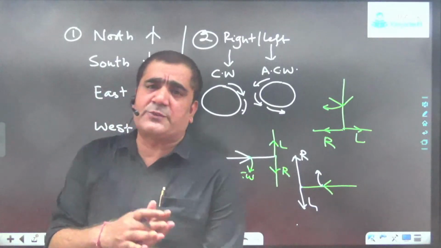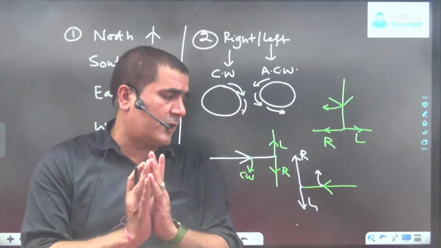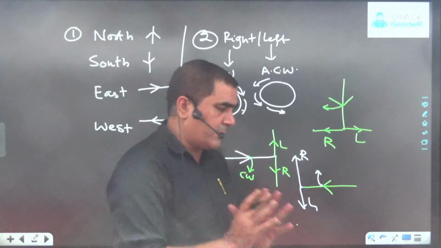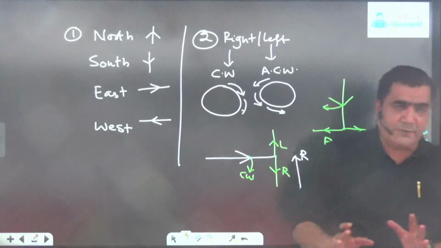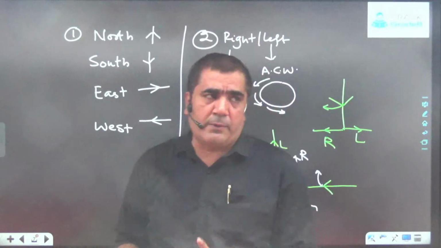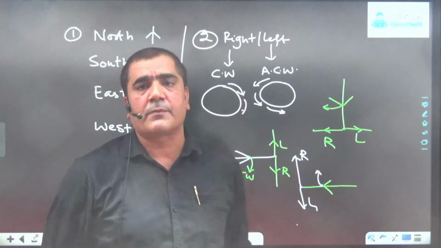Right always stands for clockwise. Left always stands for anti-clockwise. Am I clear, my dear? Are you able to understand everything, dear? Any problem, anyone, any problem, you can respond to me in the chat.